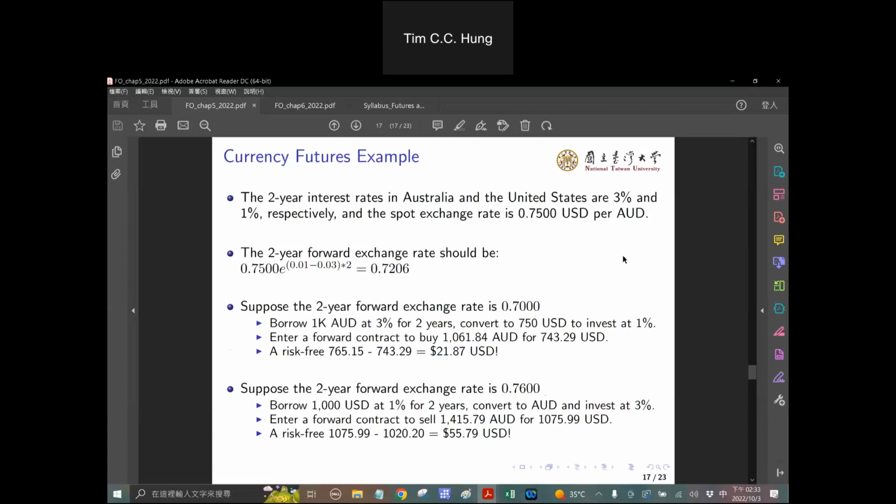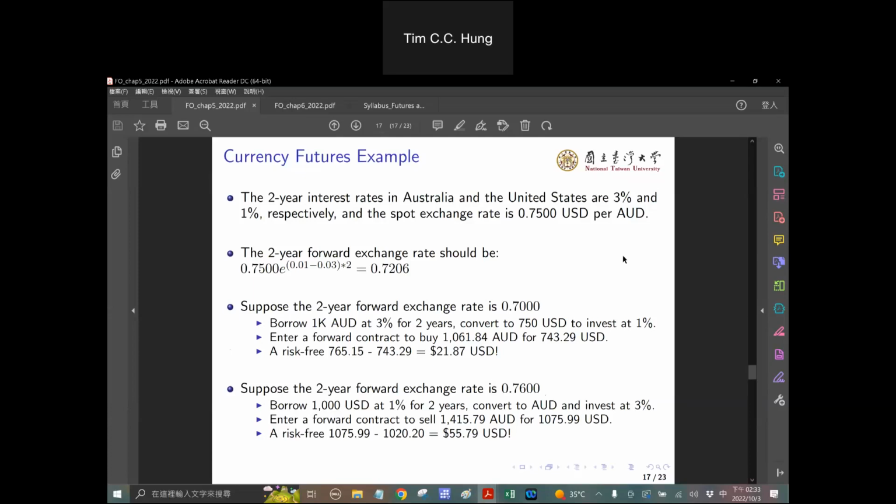But then construct this arbitrage. Okay, to go long, buying Australian dollars using US dollars in 2 years, we first need to be prepared to pay Australian dollars.